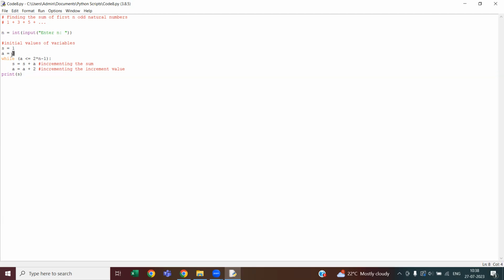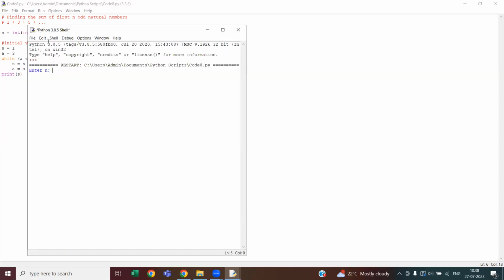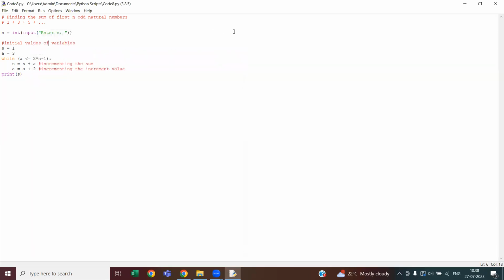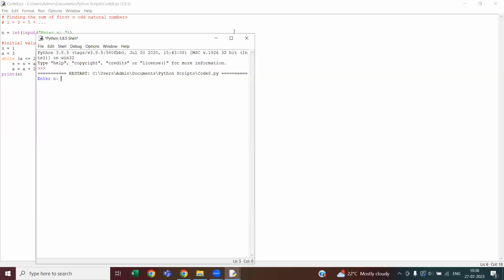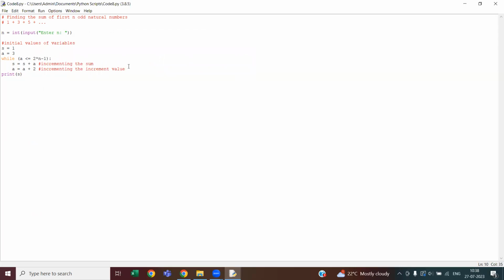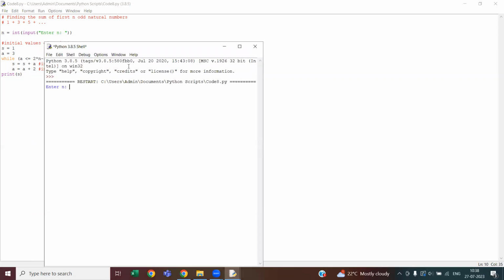Now let's run this code and we'll start by putting n equals 1, and that gives us a sum of 1 because the first odd natural number is just 1. And if we put n equals 3, this would be 1 plus 3 plus 5, which is 9. So we've got 9 as a result. And this helps us find the sum of a lot of odd natural numbers, so let's say the first 100 natural numbers.